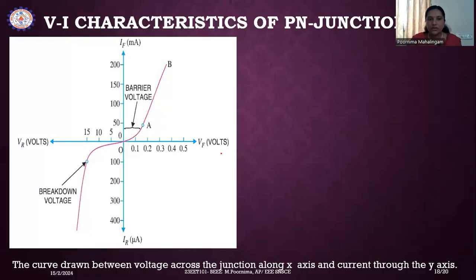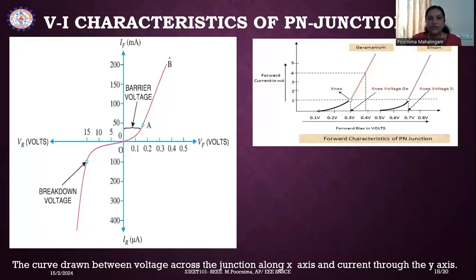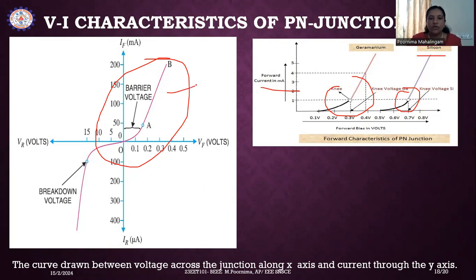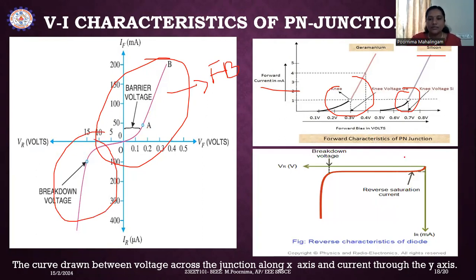Now coming to the characteristics diagram. Here we can see the forward bias characteristics. This is for germanium and this is for silicon. The threshold voltage for silicon is 0.7 and for germanium is 0.3. Here is the forward bias graph, and this is the reverse bias graph, with reverse voltage.